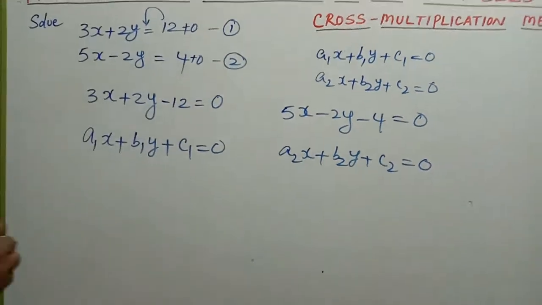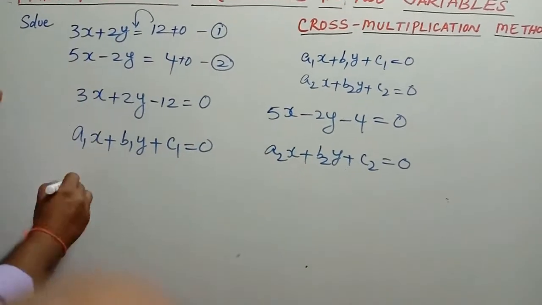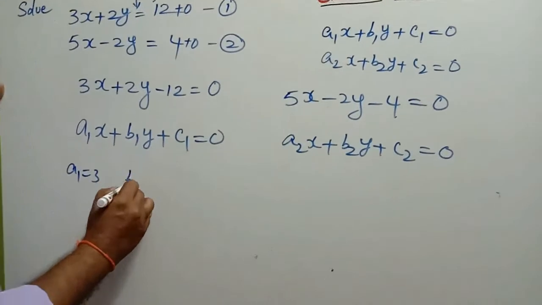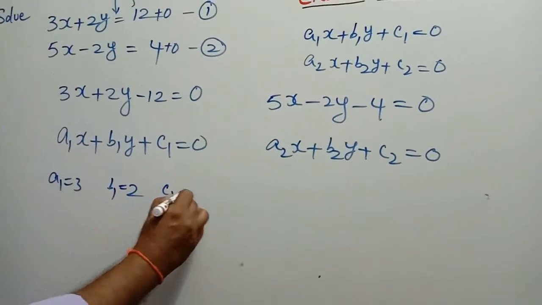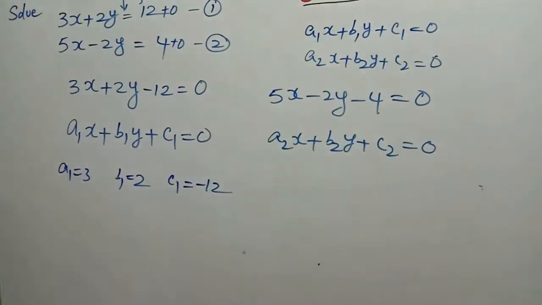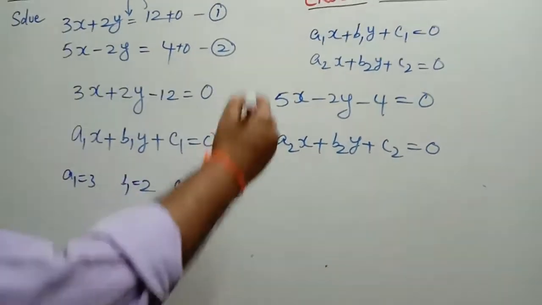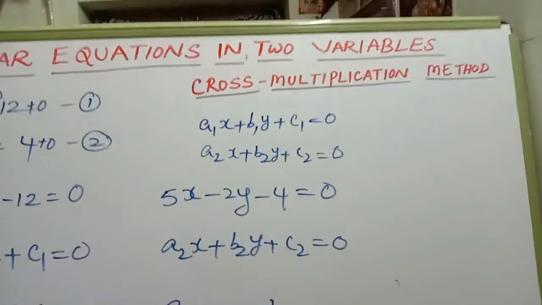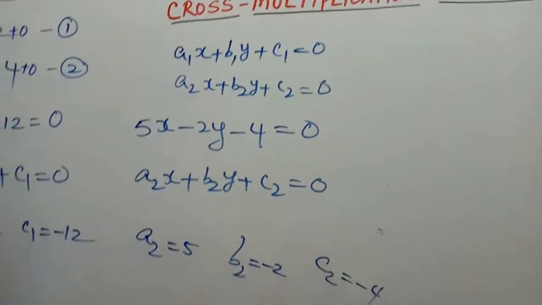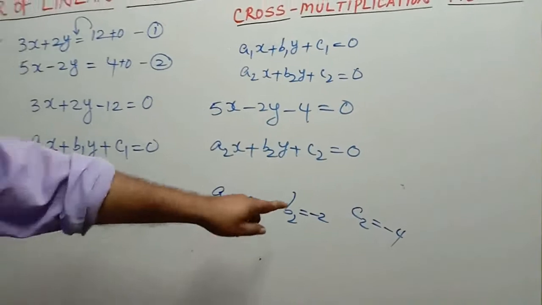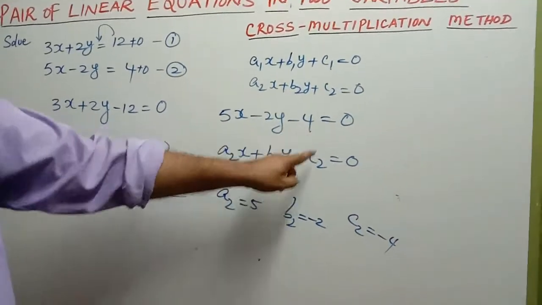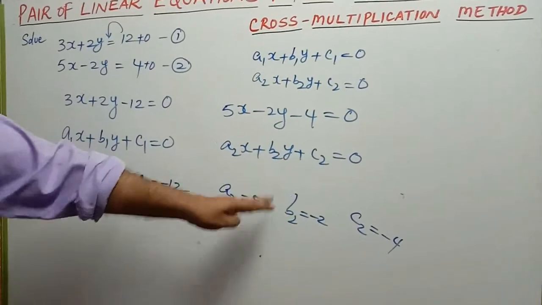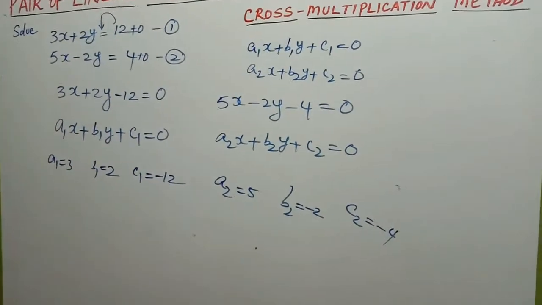In this case a1 is equal to 3, b1 is equal to 2, c1 is equal to minus 12. Coming to the second, a2 is equal to 5, b2 is equal to minus 2, c2 is equal to minus 4. That is important. Why? Because here it is plus of minus 4, that's why c2 is equal to minus 4. Here also plus of minus 2y, that's why b2 is equal to minus 2. This is very, very important.